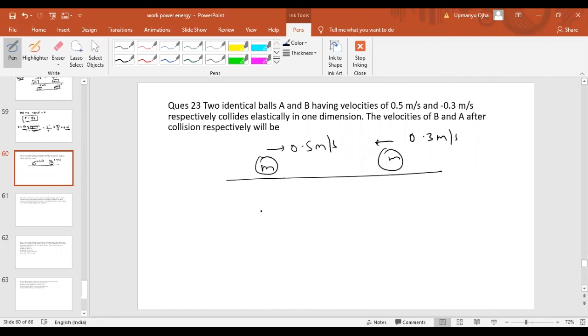If the velocities are interchanged, then the velocity of B becomes the velocity of A before collision, that is 0.5 meter per second. And the velocity of A would be the velocity of B before collision, that is minus 0.3 meter per second. So the answer would be 0.5 and minus 0.3 meter per second.